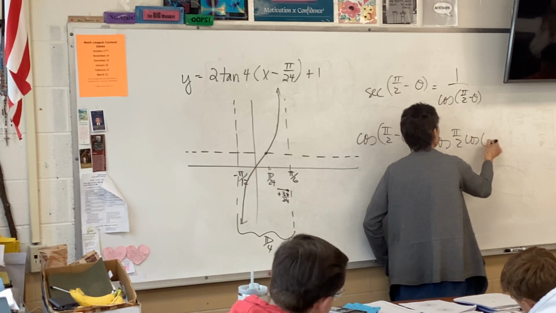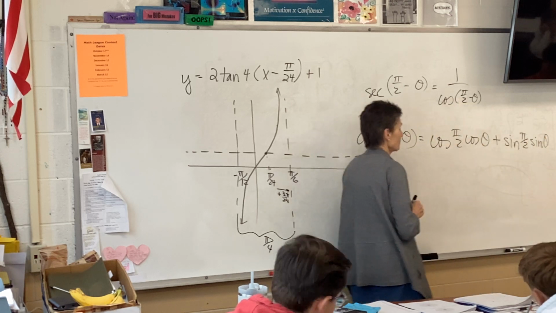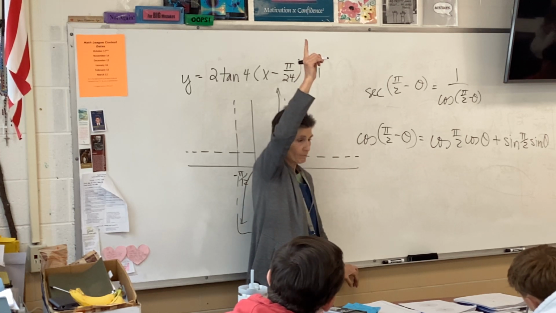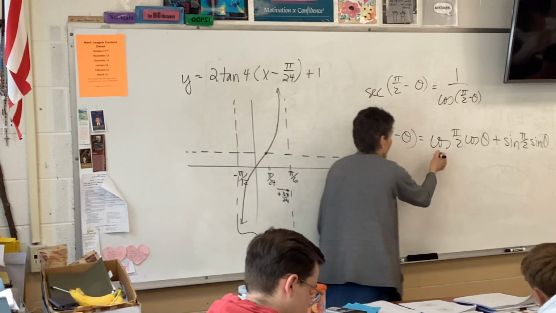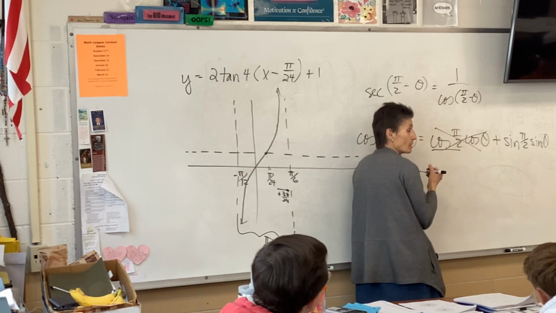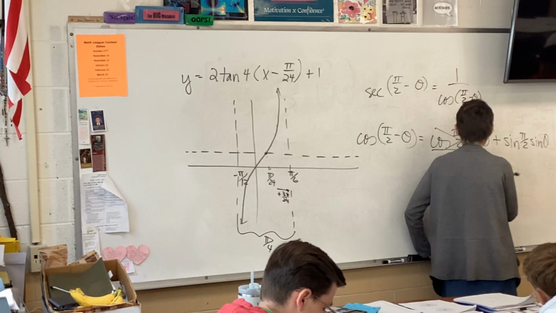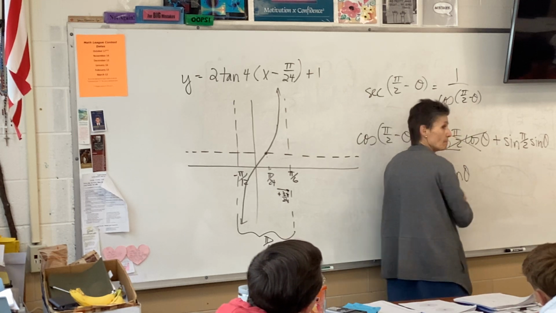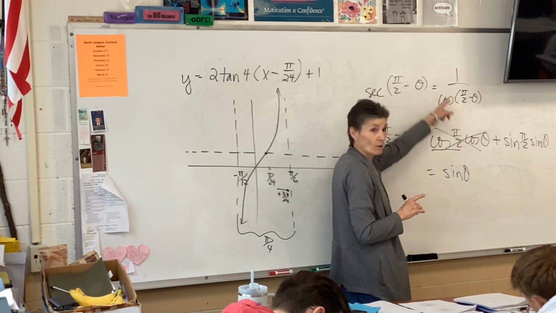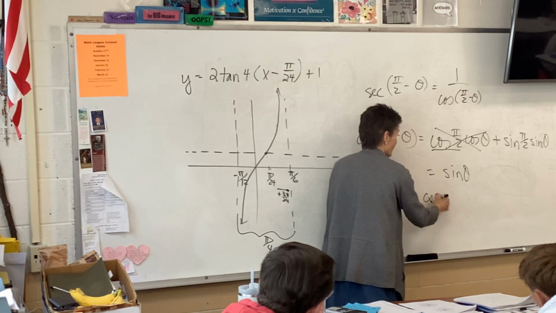Cosine, cosine, plus sine, sine. Good, good, perfect, beautiful. Okay, pi over 2, straight up. What's the cosine of pi over 2? I'm figuring out what this is. Cosine of pi over 2 is 0. So this is like gone, right? What's the sine of pi over 2? 1. So doesn't this thing just equal sine theta? Now that isn't the answer though. Remember, we have to do 1 over that. So the answer is 1 over sine theta, which is cosecant.